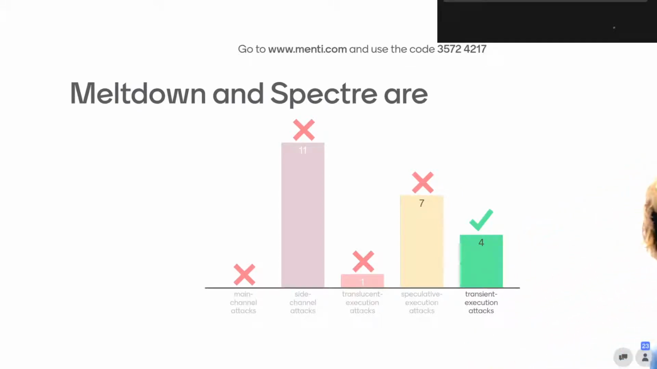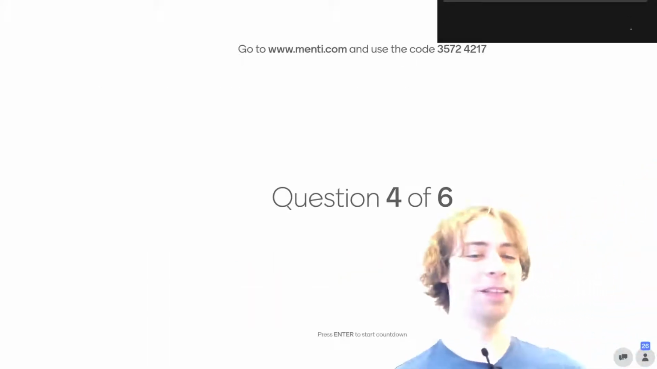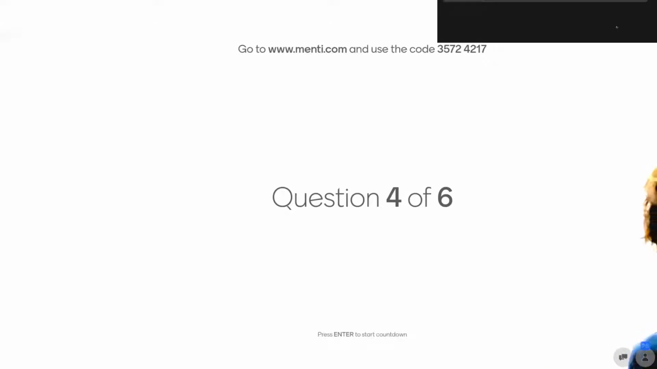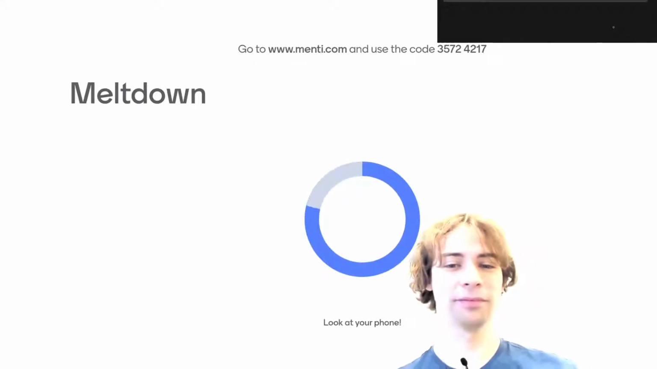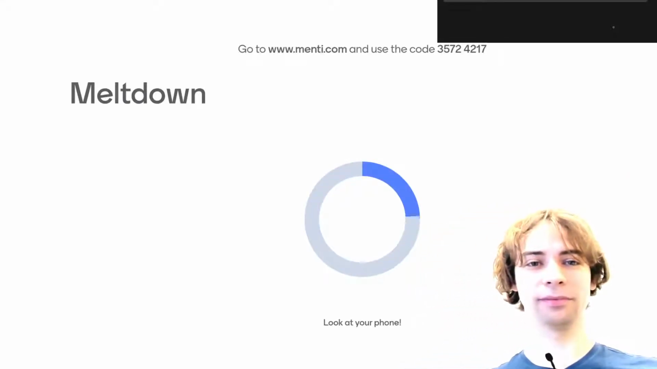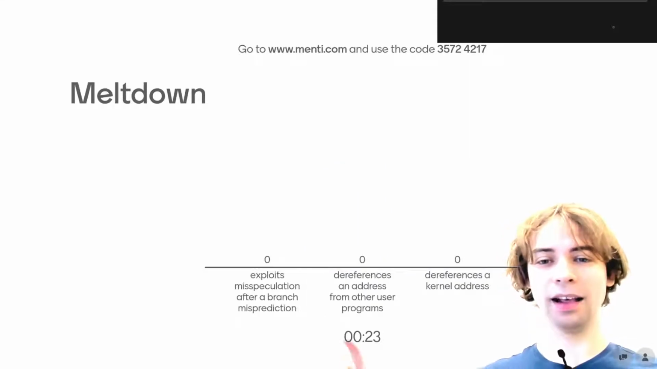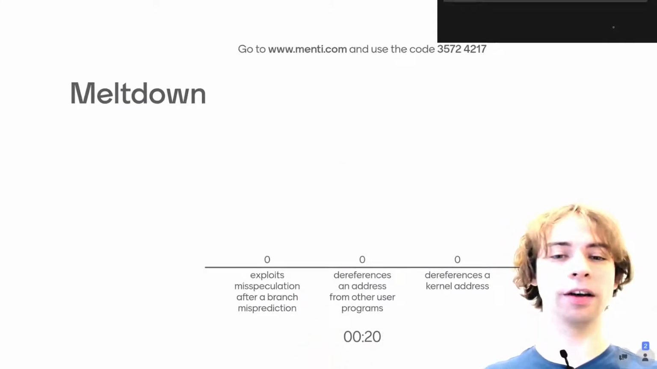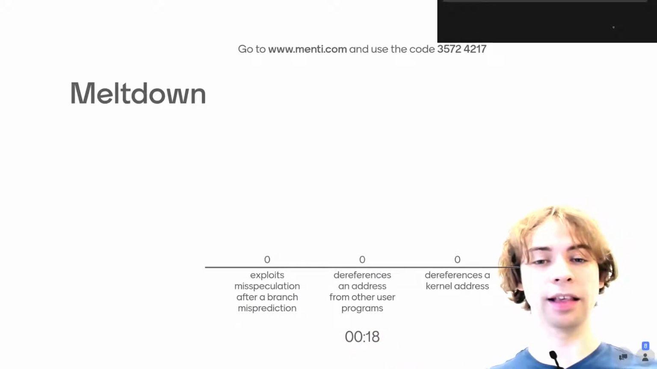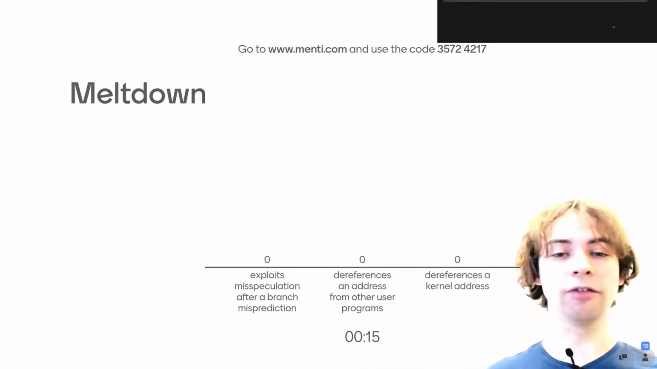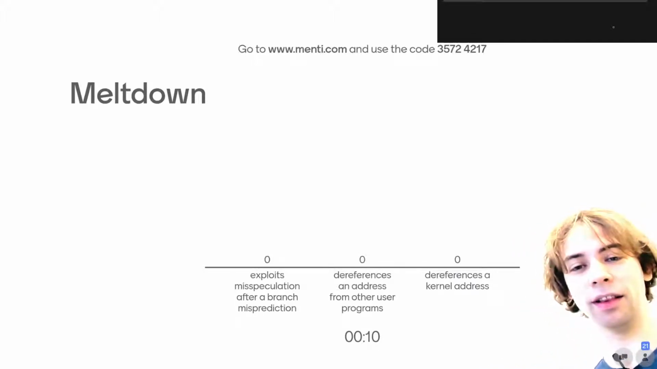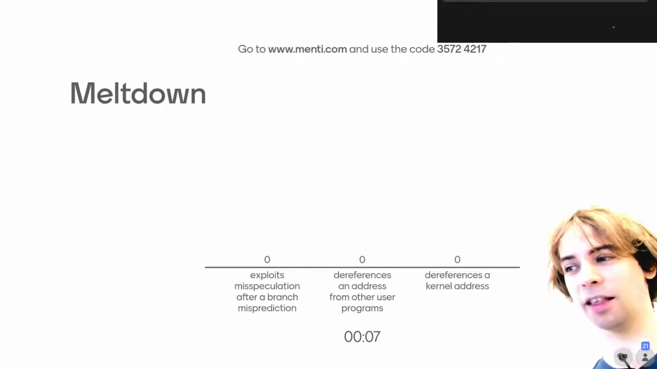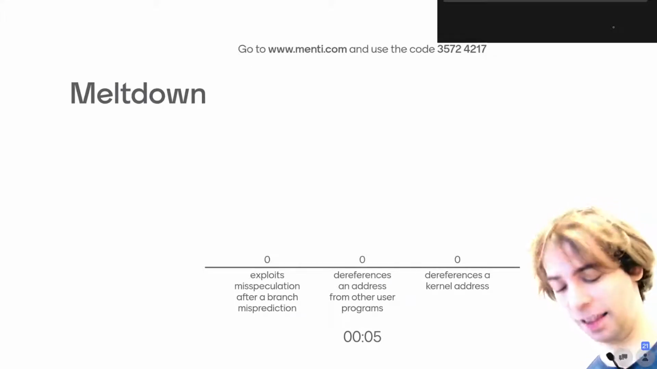Okay, let's check the next question. Maybe we want to talk a bit more about Meltdown, and maybe that's also necessary, and then afterwards about Spectre. So first, Meltdown. Exploits misspeculation after a branch misprediction, or dereferences an address from other user programs, or dereferences a kernel address. I might have given the answer away already, so that's of course bad. But let's see.